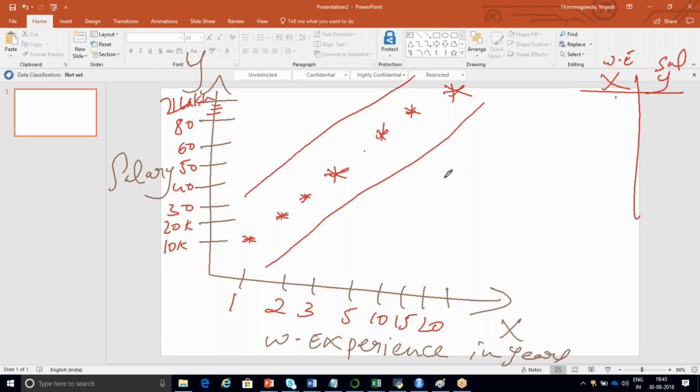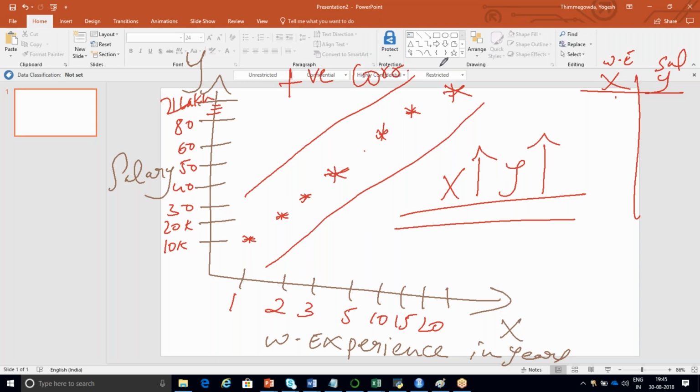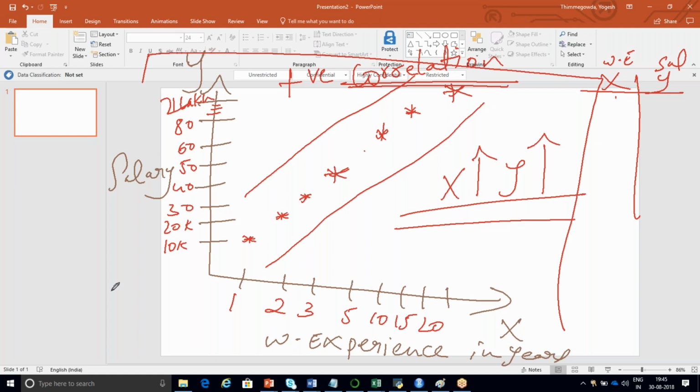What this indicates is, as your X increases, your Y also increases. So this is called positive correlation. Write down this example. As your X increases, your Y also increases, then it is called positive correlation. The plot that I have drawn, with the X-axis and Y-axis and these stars, this is called your scatter plot.